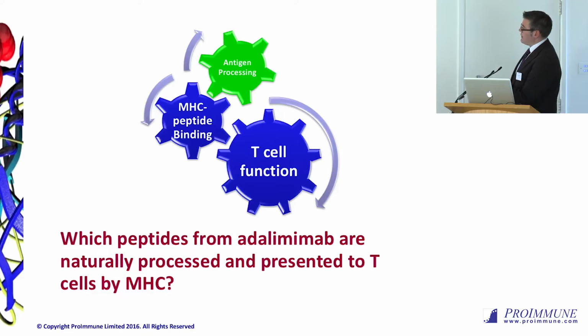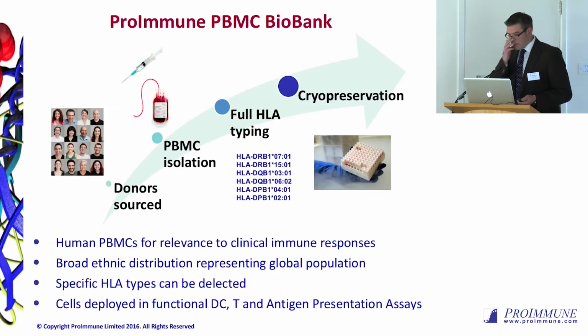So the first question in this case study is thinking about antigen processing. And we're asking the question, which peptides from adalimumab are naturally processed and presented to T cells by MHC? So to do this, at ProImmune, we have a biobank. Here in the UK, we're regulated by the Human Tissue Authority. And we source donors from NHS Blood and Transplant. The PBMCs from those donors are isolated and cryopreserved, and the full HLA type is carried out. So we can actually pull donors out of our biobank to either give us a broad global distribution of MHC types, or we can narrowly focus on a particular MHC haplotype if that's of interest.